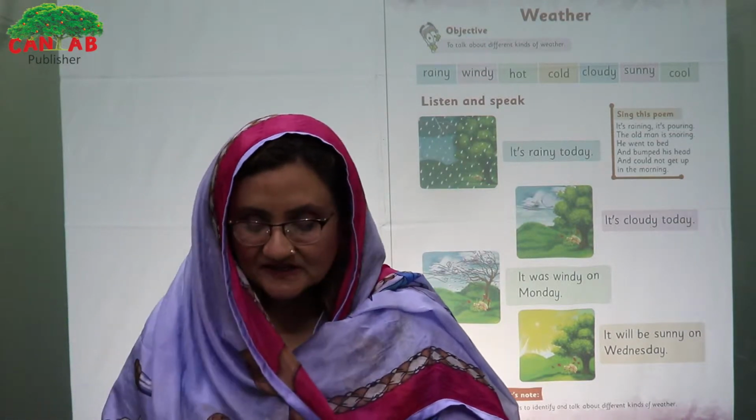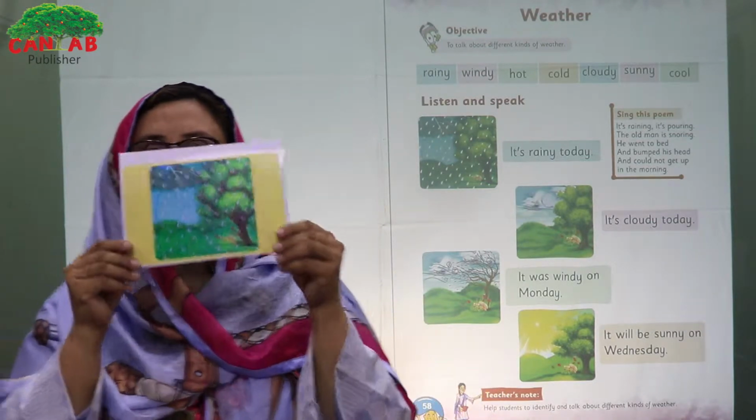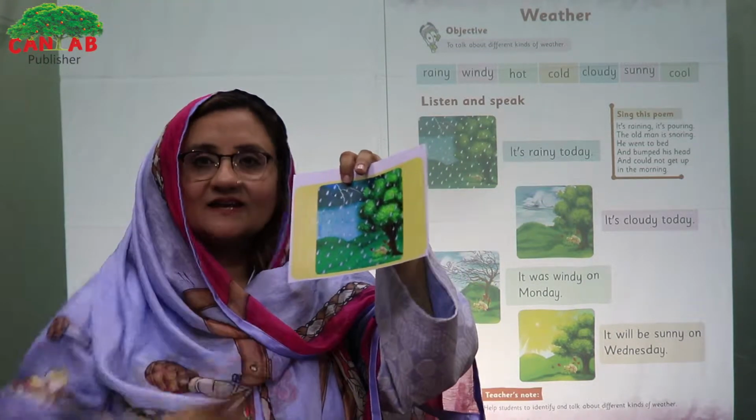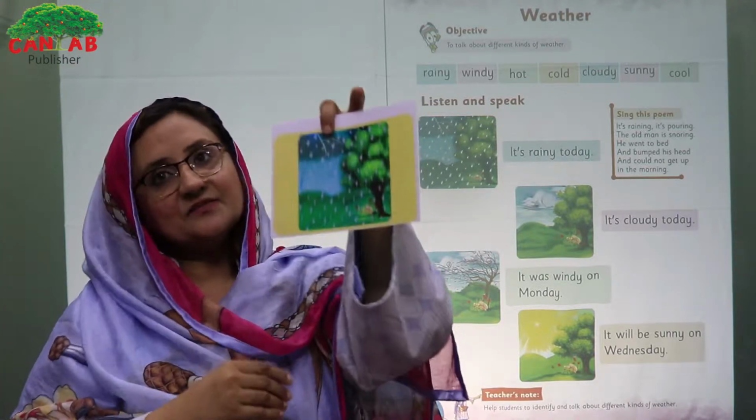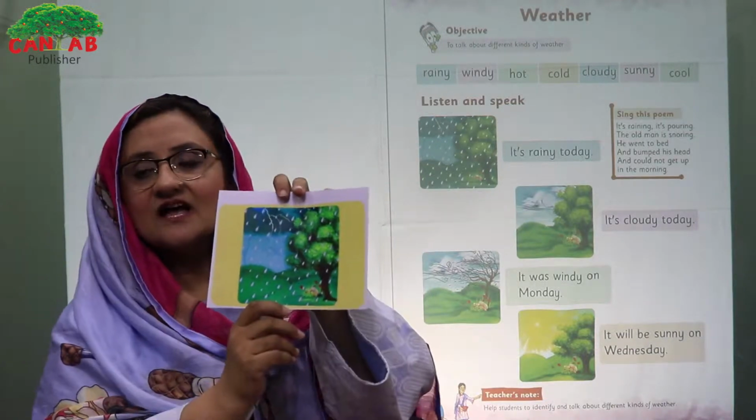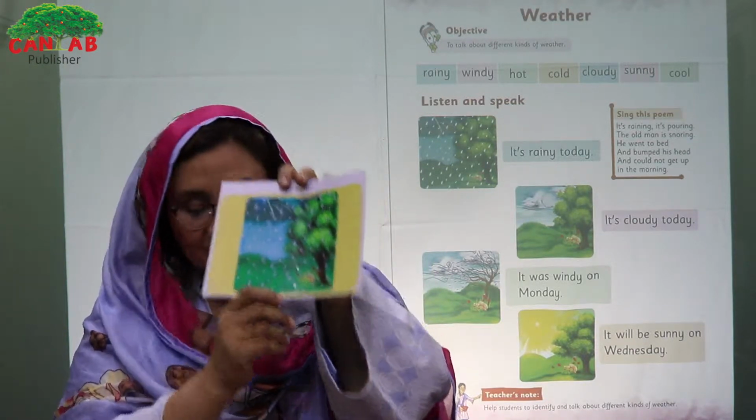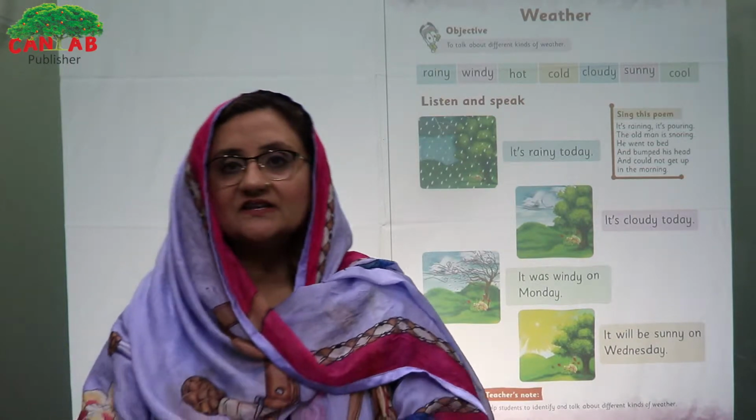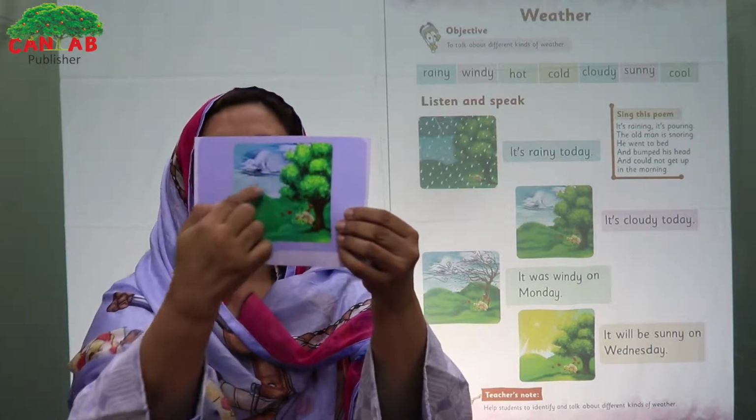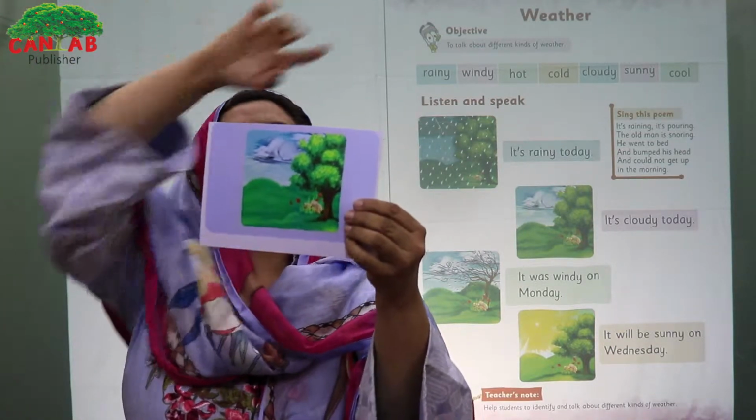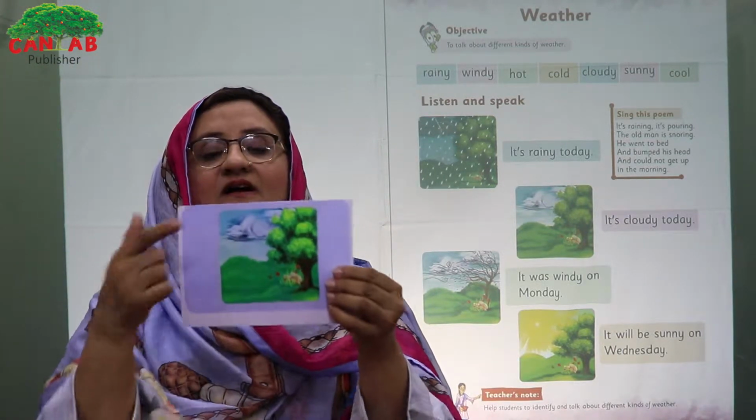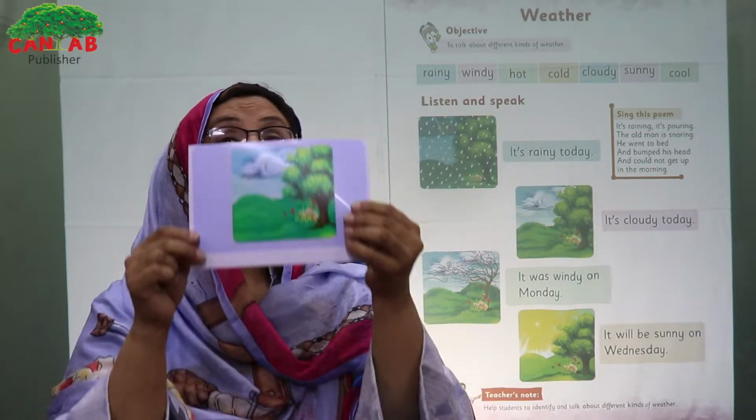Now, can you please look at this picture? What is the picture showing? It's showing rain. The picture is showing that it is a rainy day. And now look at this picture. This picture is showing that it is cloudy. When there are clouds in the sky, we call it a cloudy day. It's a cloudy day.